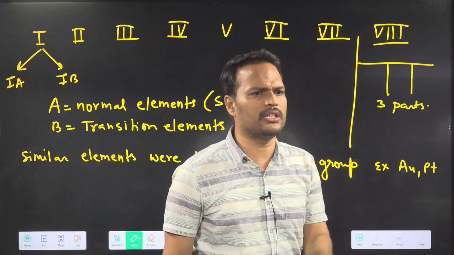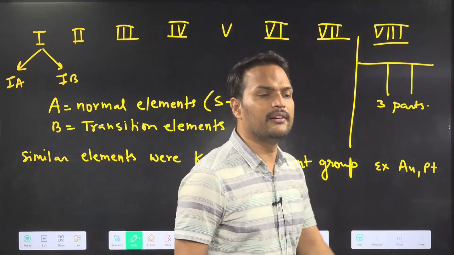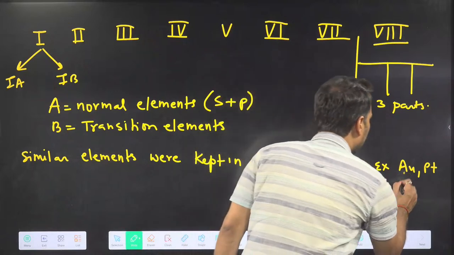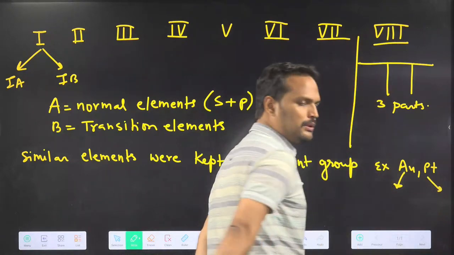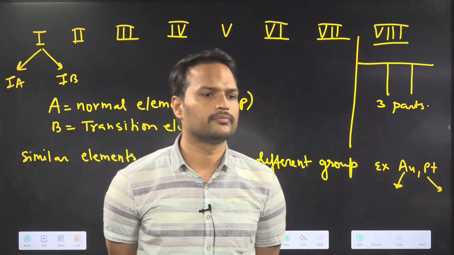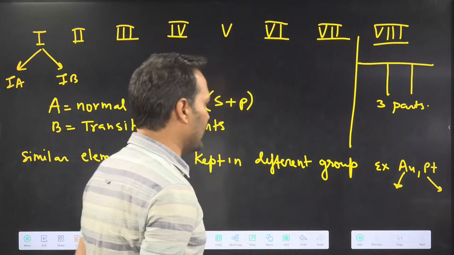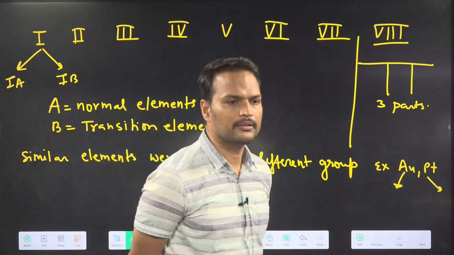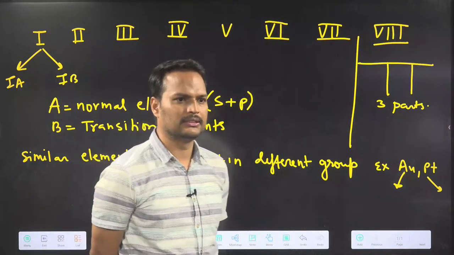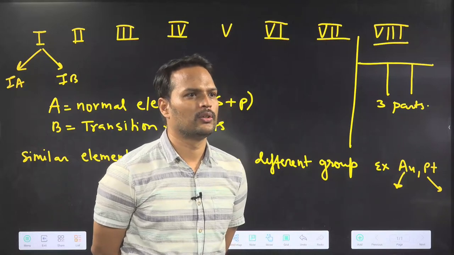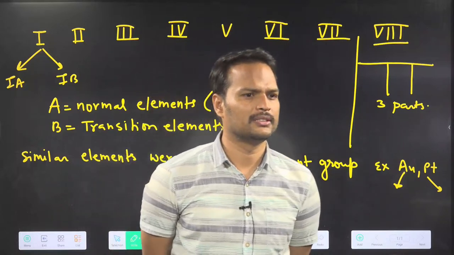But then also you will see that we have written these in different groups. Which groups can you tell me? Gold is written in which group? First group or something else? Check it once. First. Okay. All of you can see this.